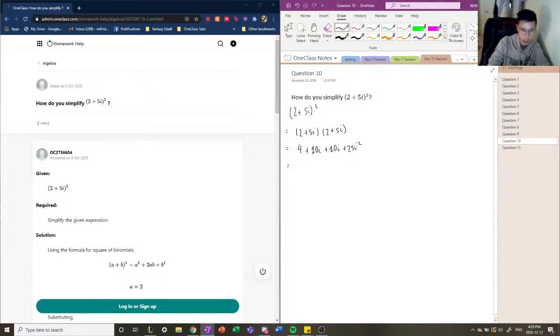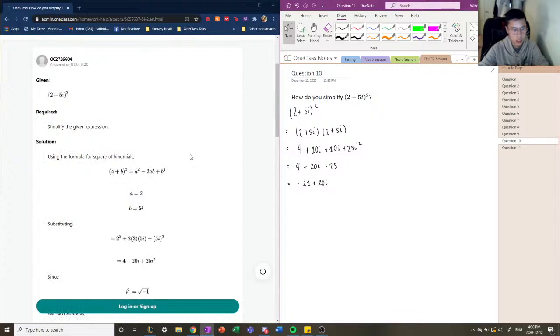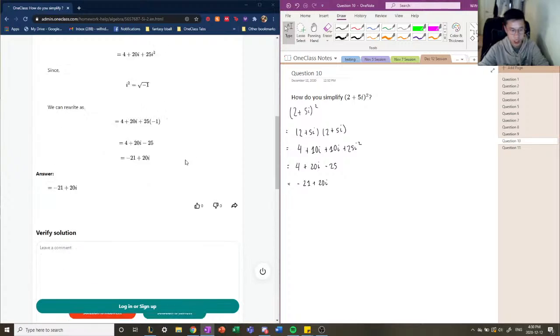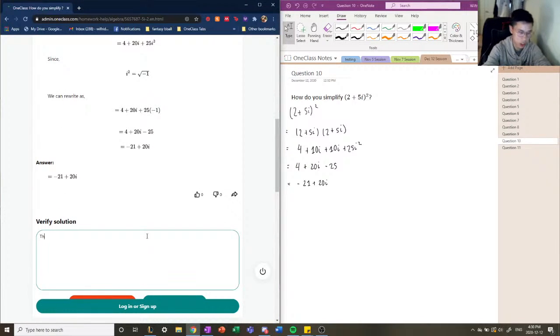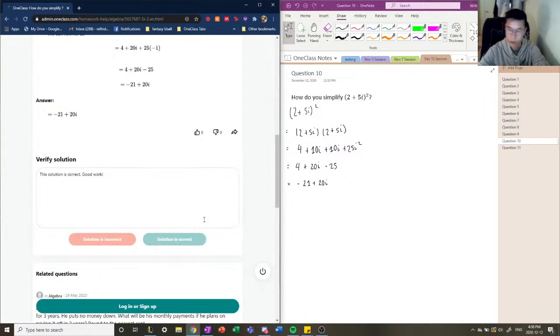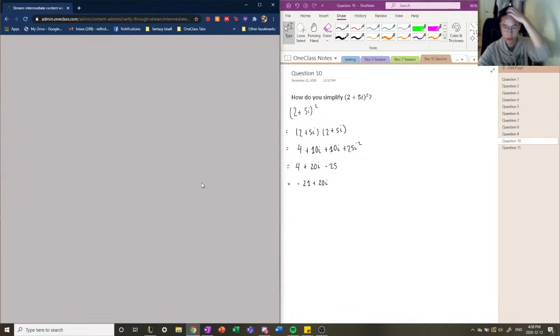Okay, if we simplify this all together, we get 4 plus 20i plus 25i squared, which is going to be negative 25. If we simplify this all together, we get negative 21 plus 20i. Okay, so that's how you simplify that using the FOIL method. Yeah, that's pretty much it. So this solution is correct. Cool. Finally, we'll move on to our last question of the day here.